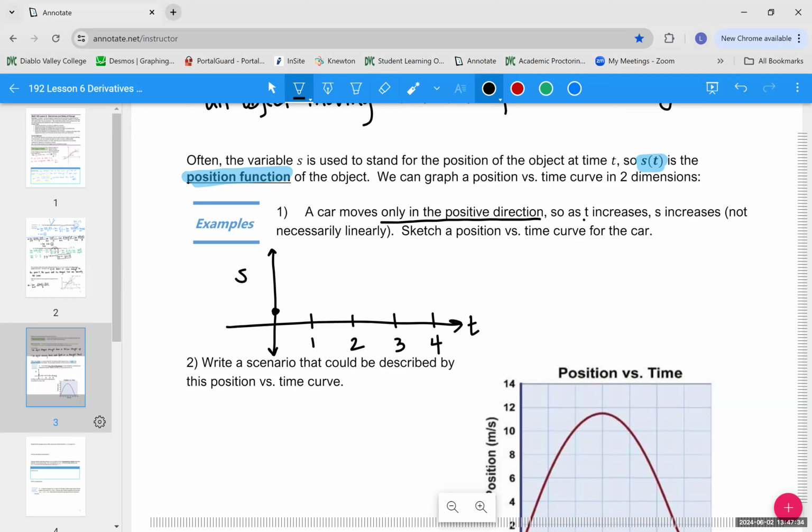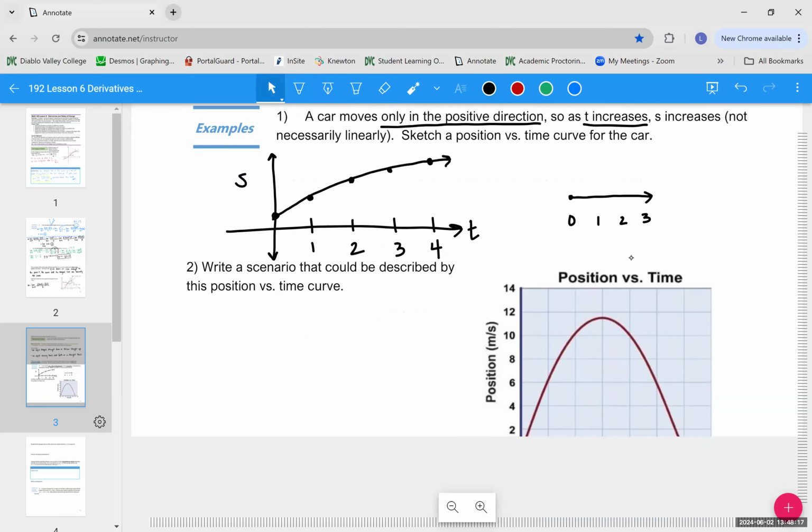So when t increases to 1, the s has to have gotten bigger. I don't know how much bigger. And then when I get to t equals 2, the s has to have gotten bigger still. Every time my t increases, my position increases. So I could have a straight line, or maybe it's not a straight line, but that's what it would look like for something that is moving only in the positive direction. It never goes backwards. So if you're counting position, the position is always getting higher.